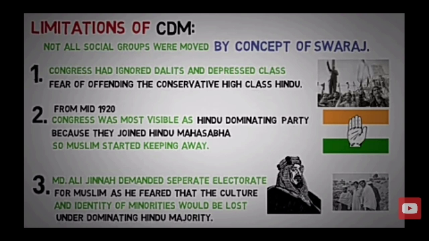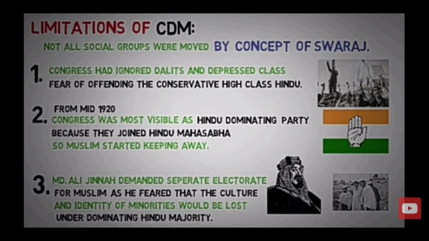After discussing all these points, let's discuss the limitations of the civil disobedience movement. In this movement, not all social groups joined. By the concept of Swaraj, their aims were different. Even Congress ignored Dalits and the depressed classes, for fear of offending the conservative high class Hindus. From the mid 1920s, Congress was most visible as a Hindu dominating party because they joined the Hindu Mahasabha. So Muslim people kept themselves aloof from the civil disobedience movement.